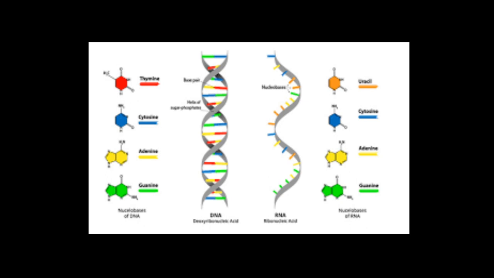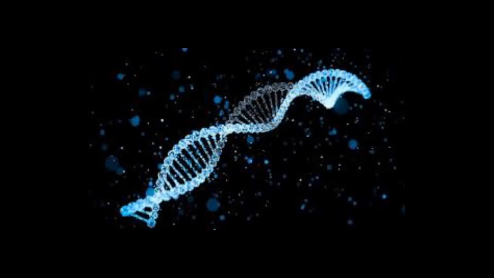So this is the complete helical structure of DNA. 2 strands are formed and held together by hydrogen bonds. These are the chemical structures of nitrogenous bases. And this is the double helical structure of DNA as proposed by Watson and Crick.